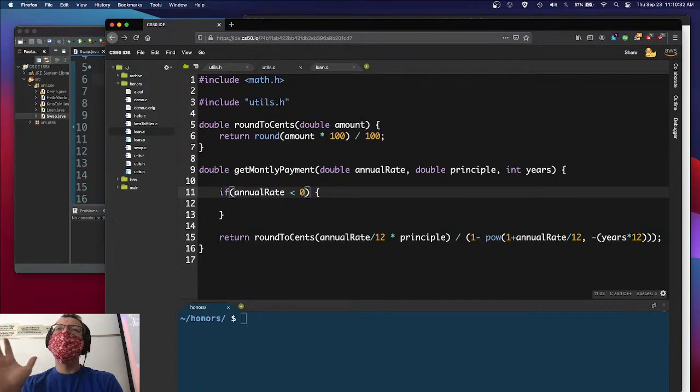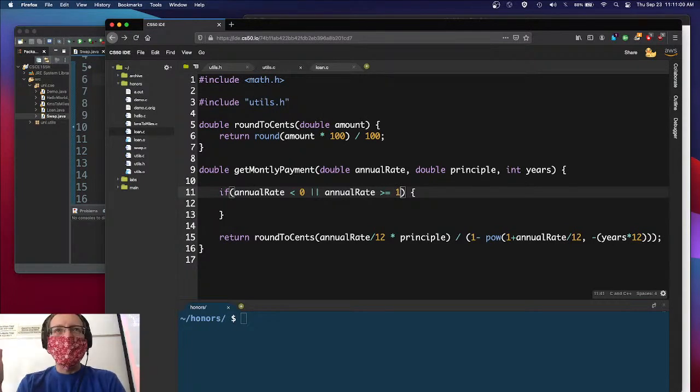Remember, the annual rate is between 0 and 100%. So if you're paying more than 100%, does that sound right? Probably not. So, or annual rate exceeds or is equal to, say, 1, right? Now, in real life, there are usury laws that prevent a 50% interest loan, right? That's usury, that's loan sharking.